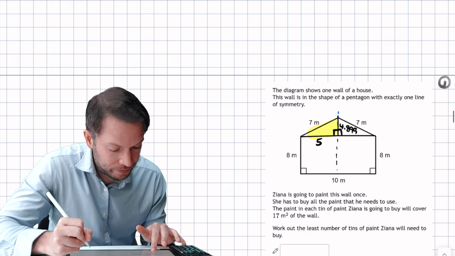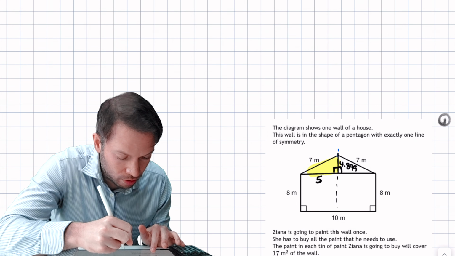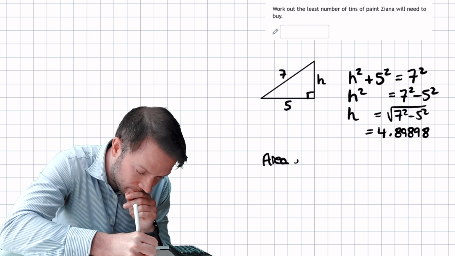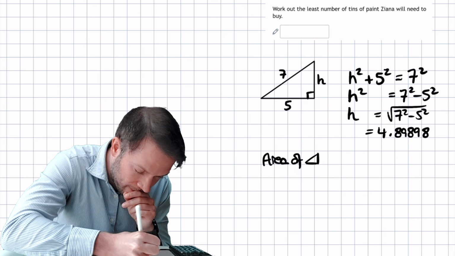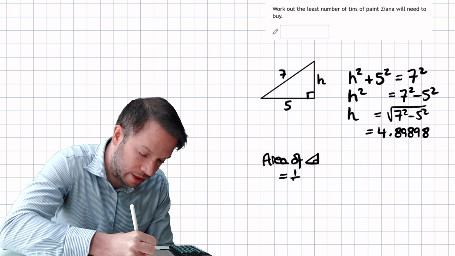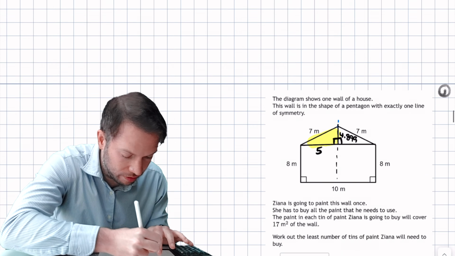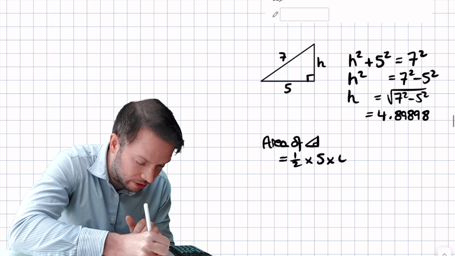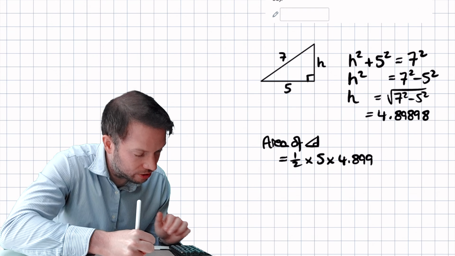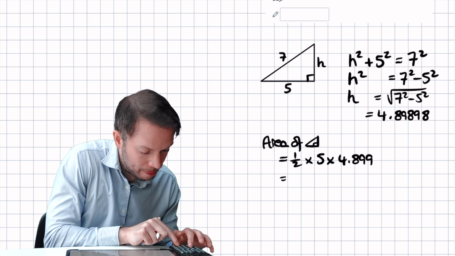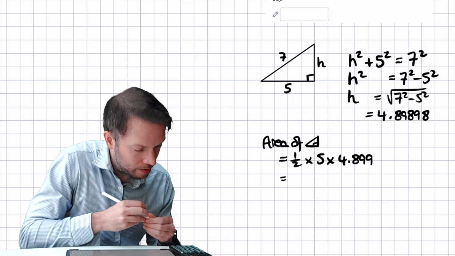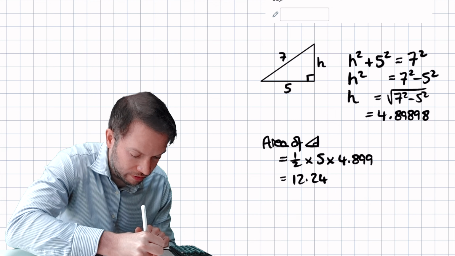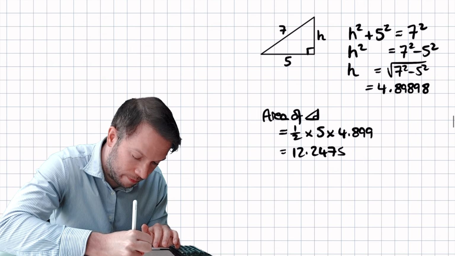So the area of this yellow triangle, the area of each triangle, that's equal to half, times by the base, which we said was 5, times by the perpendicular height, which we said was 4.899. And if we do that in a calculator, we get 12.2457.